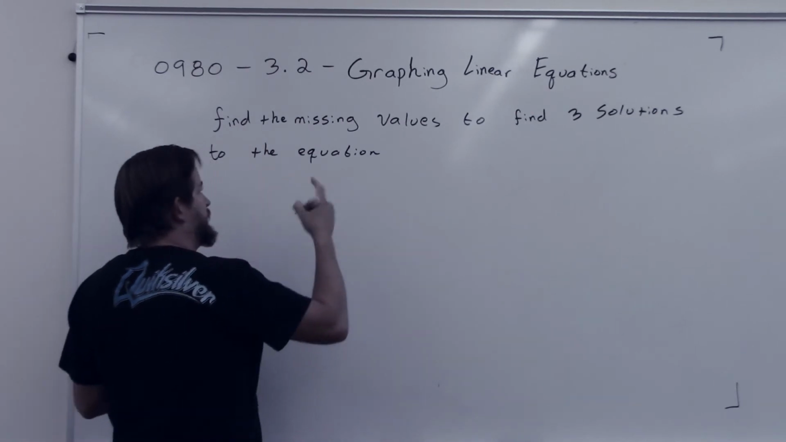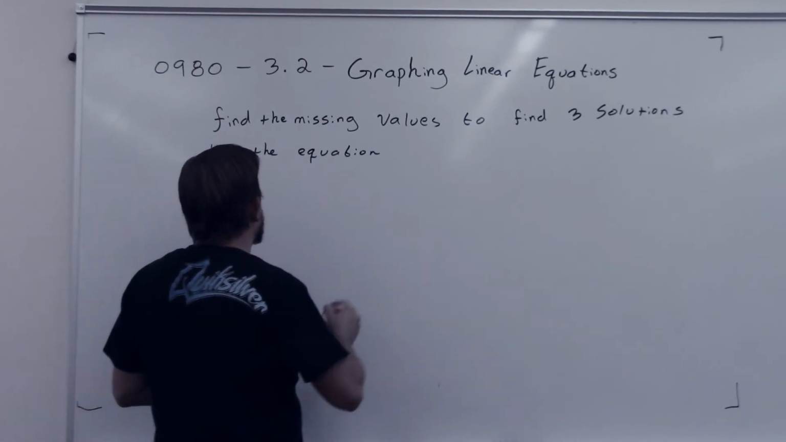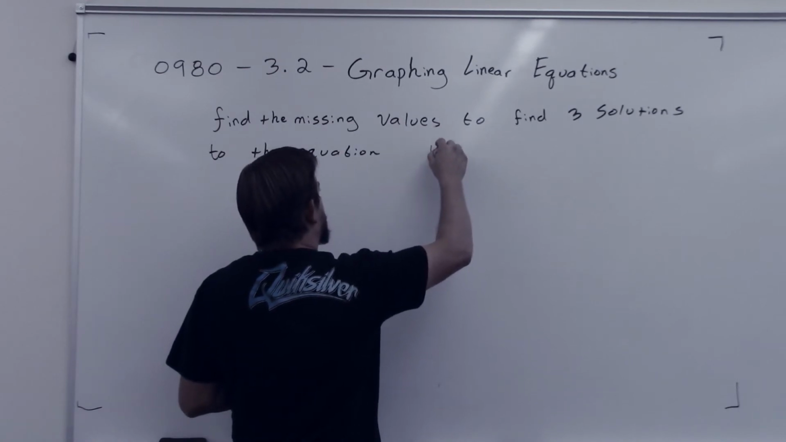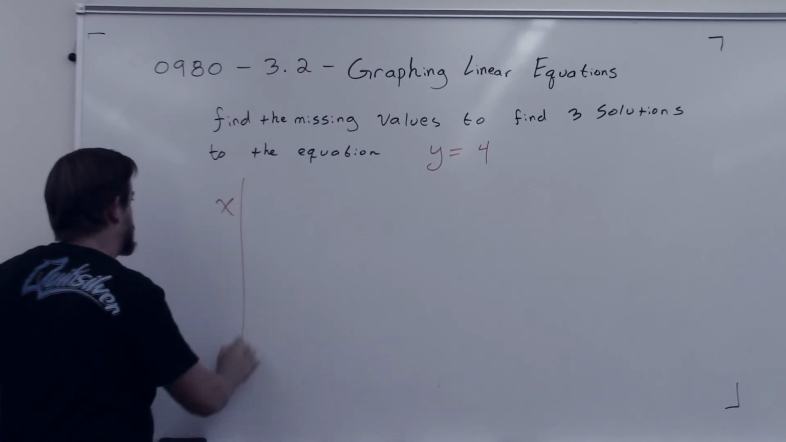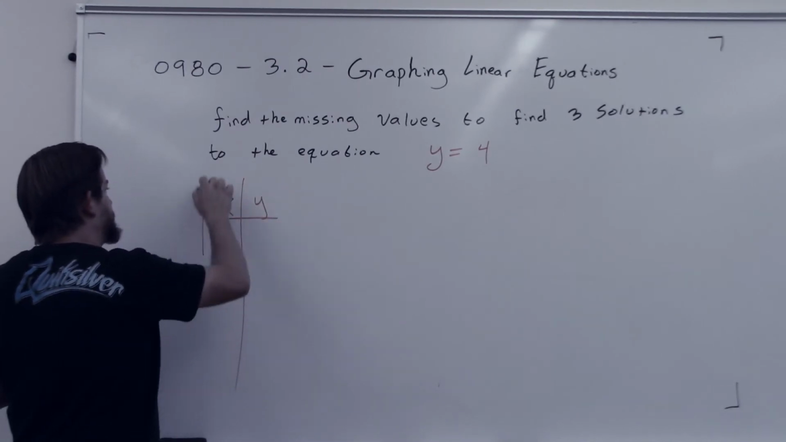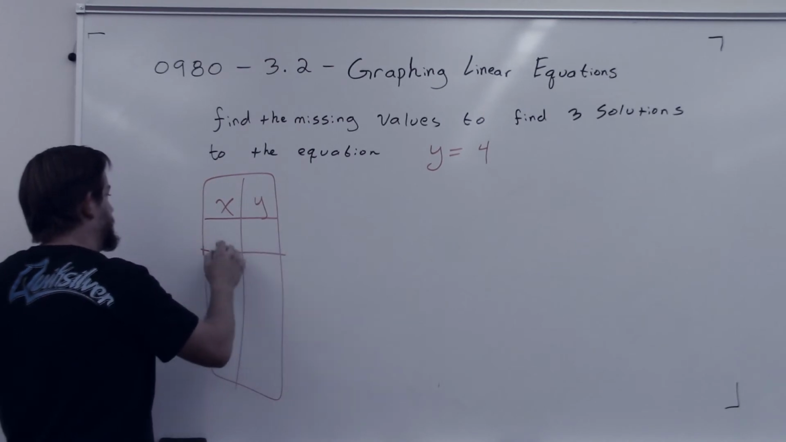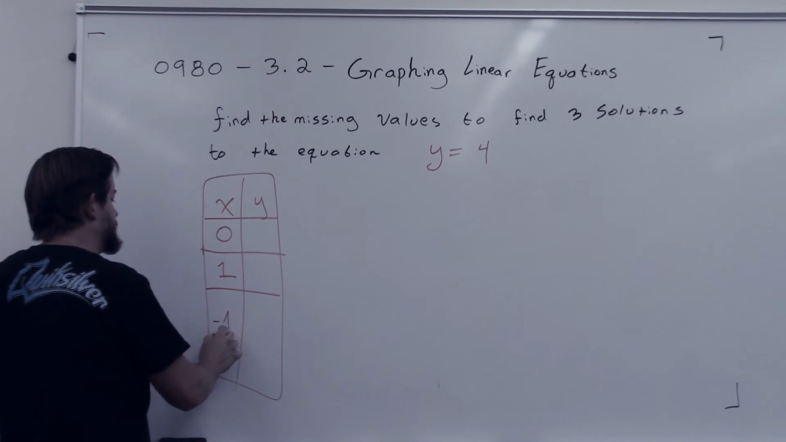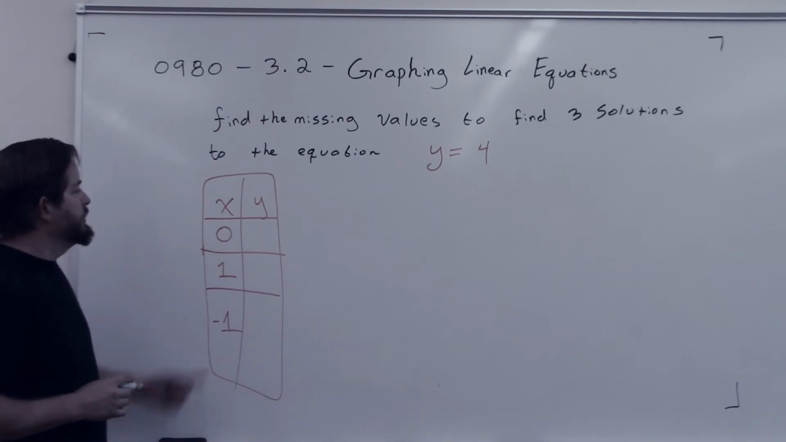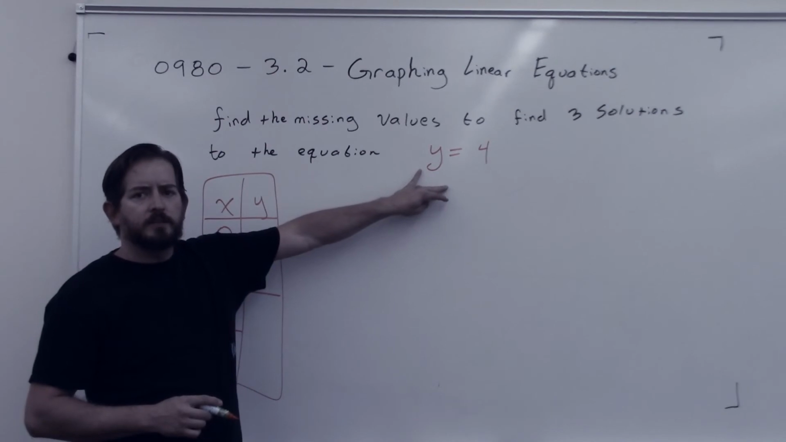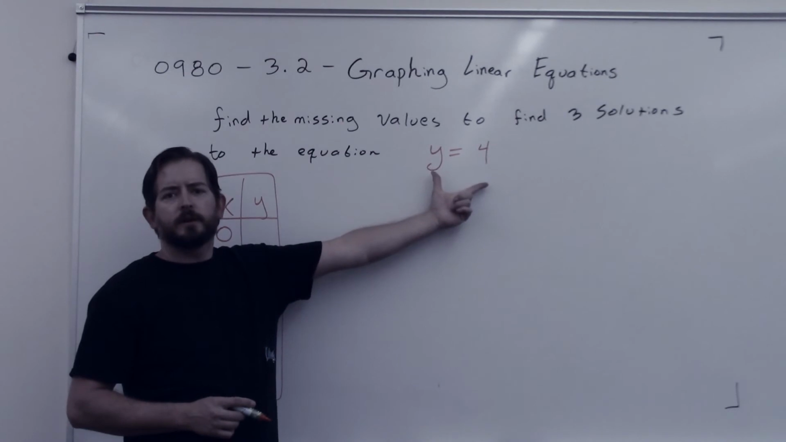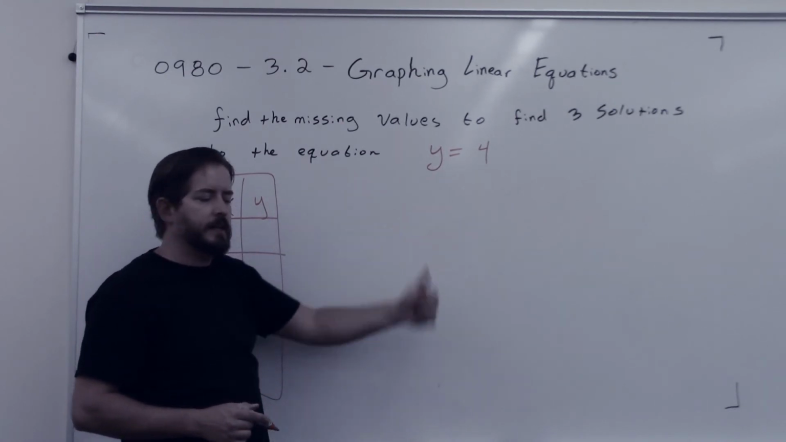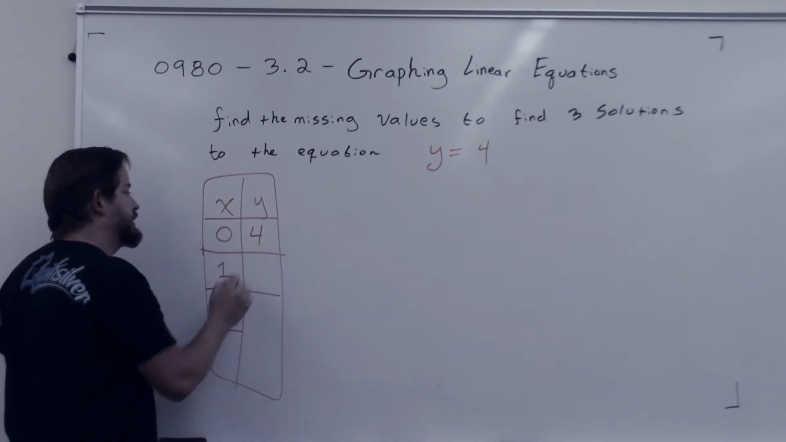Let's say we want to find the missing values to find 3 solutions to the equation. Let's go with y equals 4. In this case, I'm going to find what happens when x is 0, what happens when x is 1, and what happens when x is negative 1. But as you can see, there's no x in this equation. If x is 0, y is 4 because y is 4, always. Doesn't depend on x. So if x is 0, y is still 4.